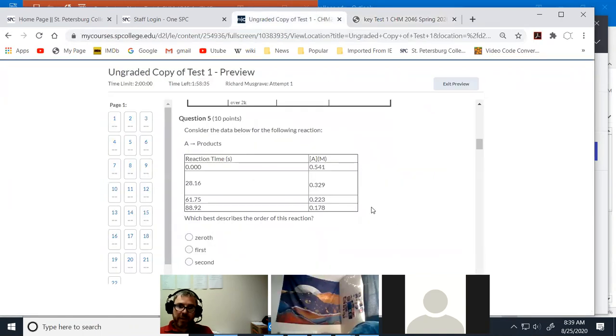Does anybody have any questions about how to do number 5 here?